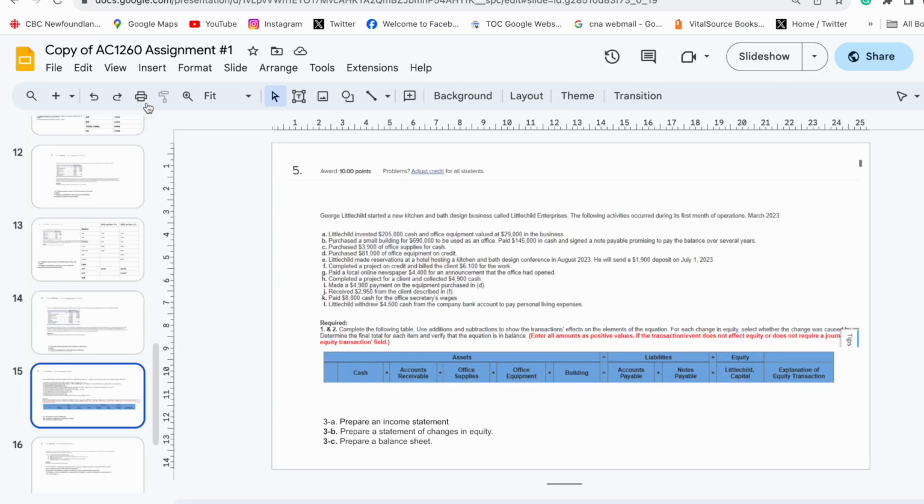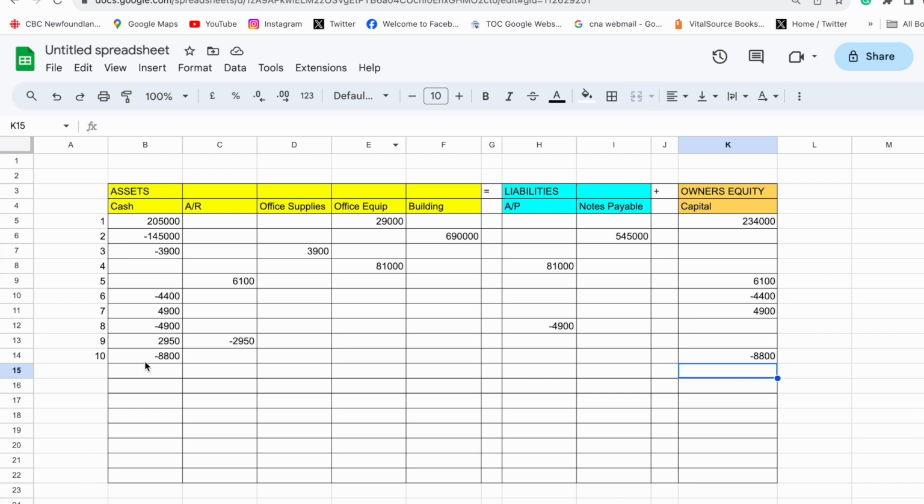And finally, little child withdrew $4,500 cash from the company's bank account for personal expenses. This is going to affect his owner's equity. It's $4,500.